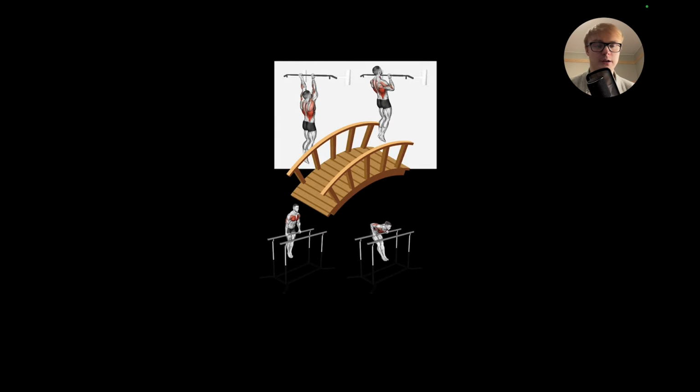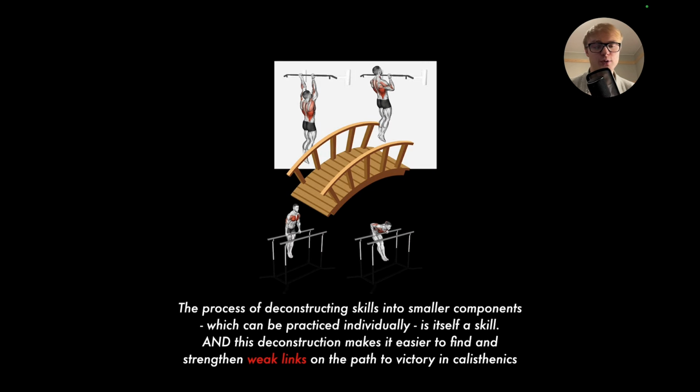And my point is simply as follows: the process of deconstructing skills into smaller components, right, which then later on can be practiced individually, this process is in and of itself a skill, and so you can improve at it. And the deconstruction makes it easier to find and strengthen weak links on the path to victory in calisthenics. And that's really crucial, because with something like you have on the screen here, which is the deconstruction of the muscle up, right, we can look at, okay, I can do a pull-up, I can do a dip, but this is my weak link.